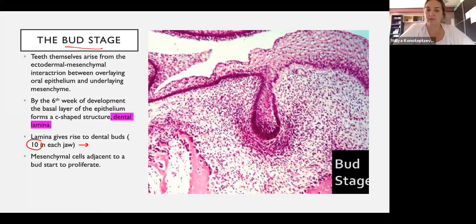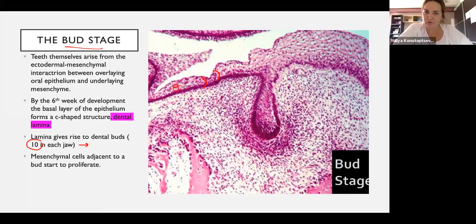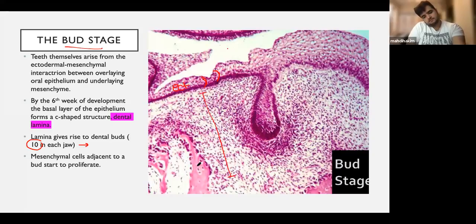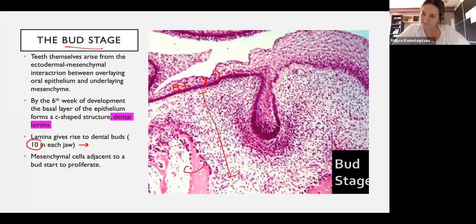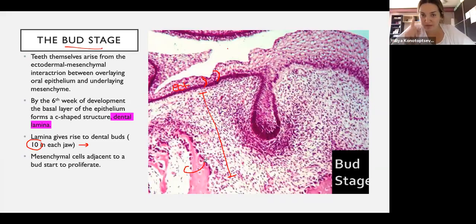I point and you tell me, what is this? Ectoderm. Another name for ectoderm in here specifically is oral cavity epithelium, because this is the oral cavity, the space of your mouth. What is this? Mesenchyme. What is this? Let's see. Cartilage? This is bone. Cartilage may look similar, we will see it on the slide, but this is bone.